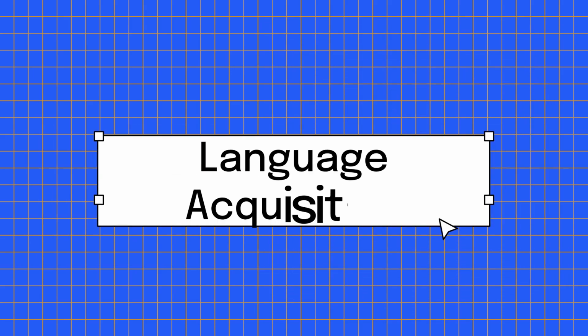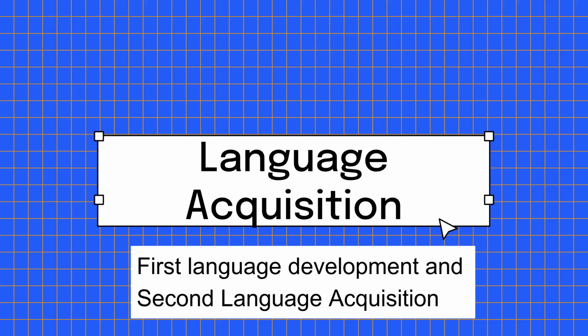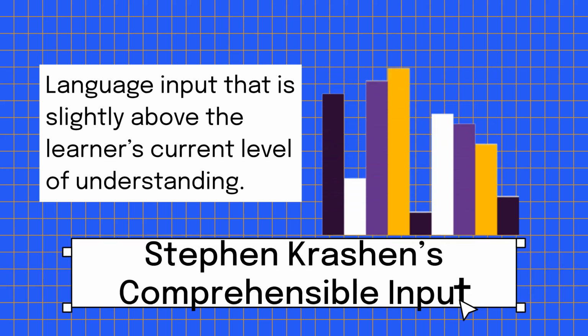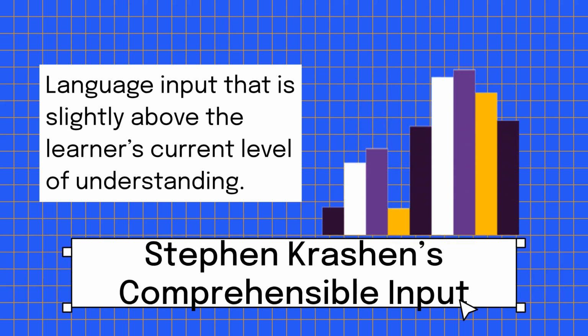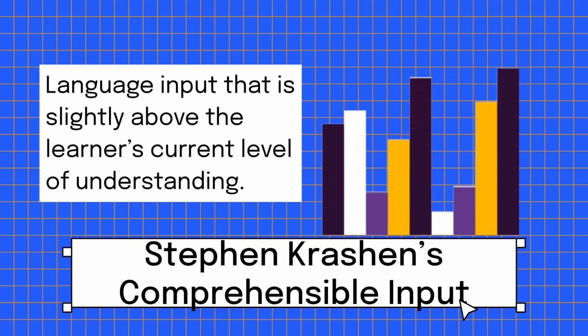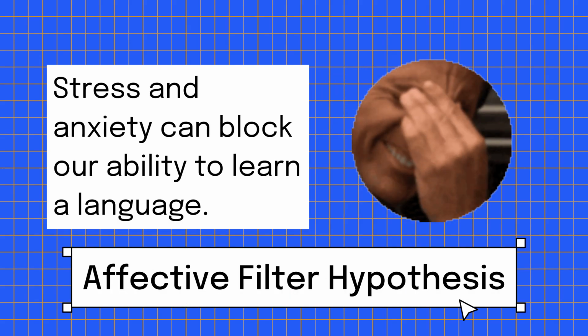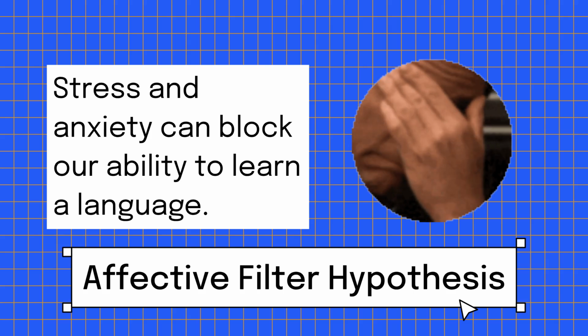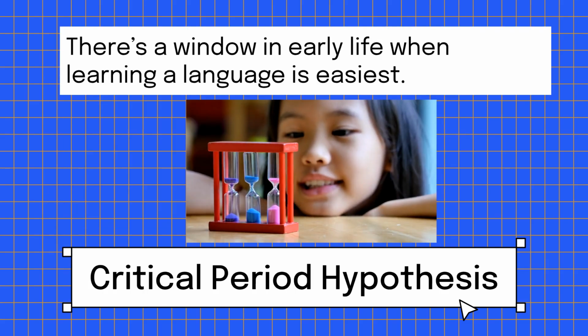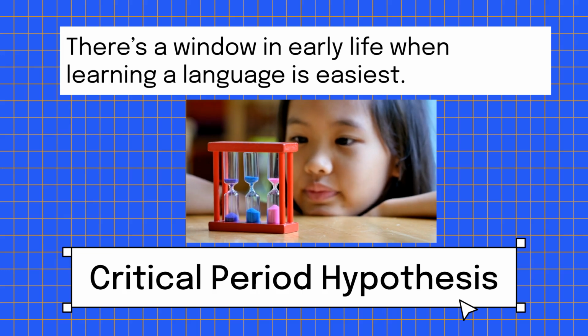So how do we learn all of this? Through language acquisition. This includes first language development and second language acquisition. Two huge theories here are Stephen Krashen's comprehensible input, the idea that we learn language best when we receive messages we can mostly understand, and the affective filter hypothesis, which says that stress and anxiety can block our ability to learn a language. And finally, the critical period hypothesis suggests there's a window in early life when learning a language is easiest.